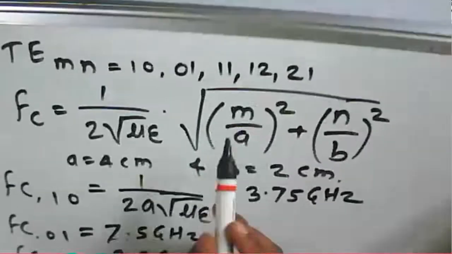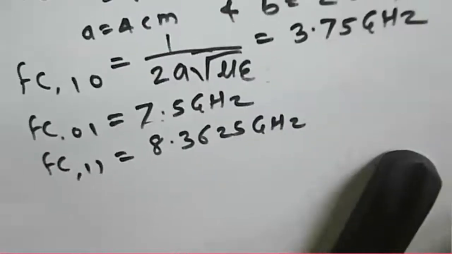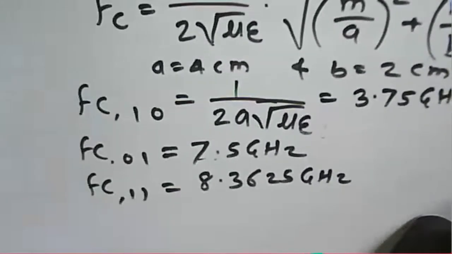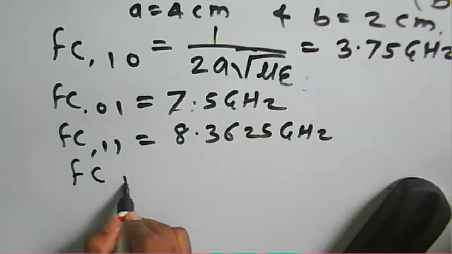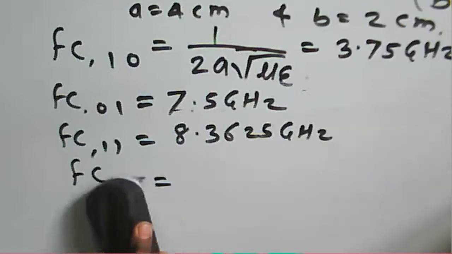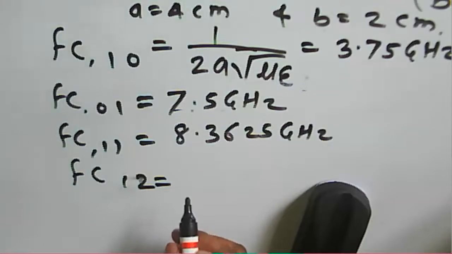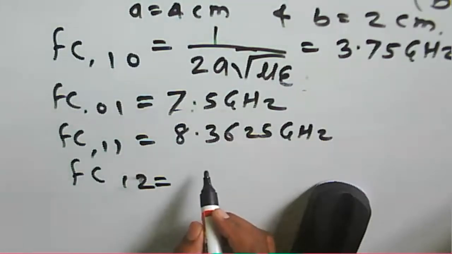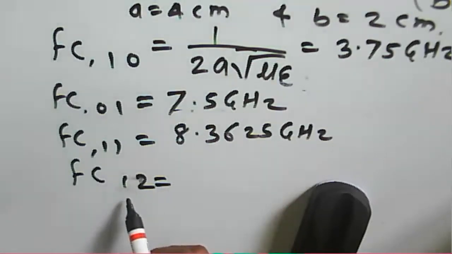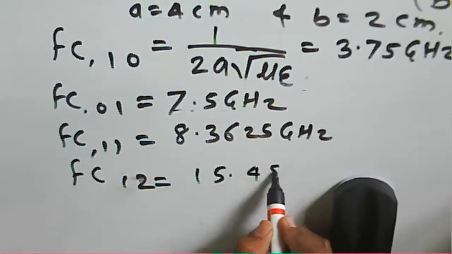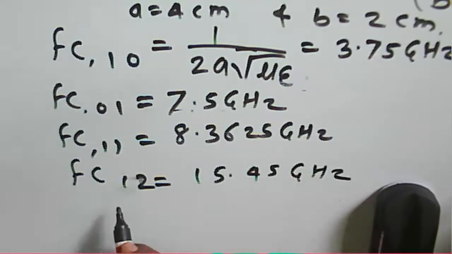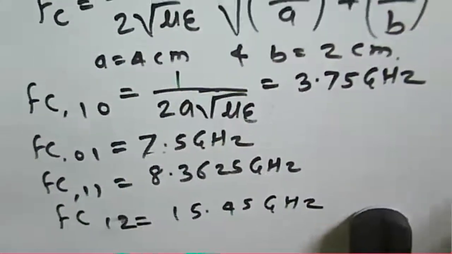Then Fc 1, 2. Fc 1, 2 is the frequency for M is equal to 1 and N is equal to 2. So then Fc 1, 2 will be, into 3, that will be 15.45 gigahertz.